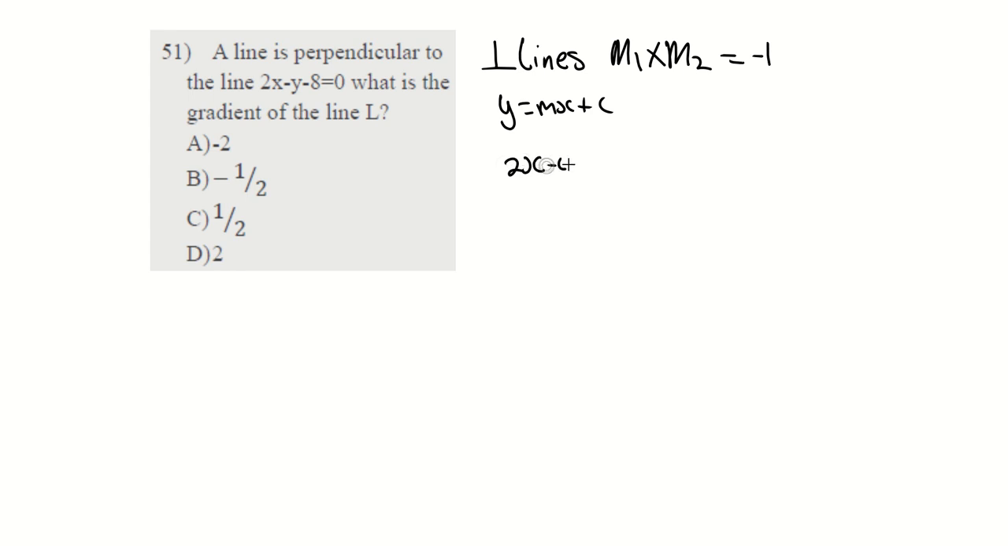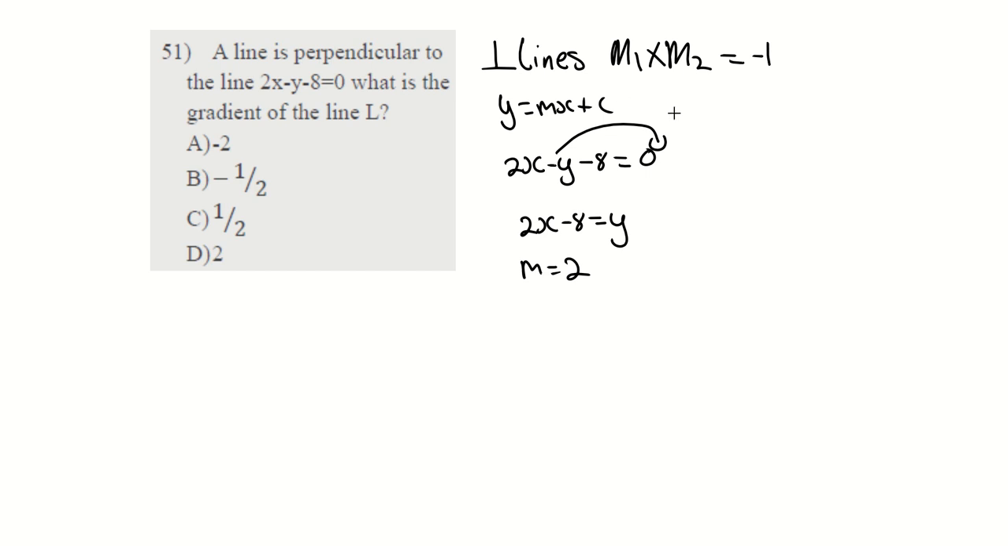So 2x minus y minus 8 is equal to 0. If I carry this across, I get positive y. So I have 2x minus 8 is equal to y. So I can see for this equation, my gradient is equal to 2, because that is the coefficient of x.